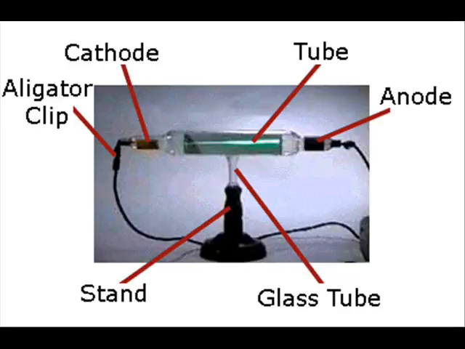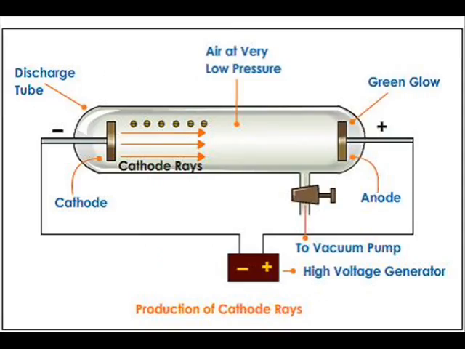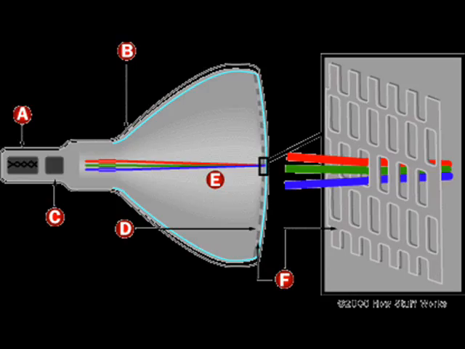Thomson observed the glowing beam that came out of the cathode. The beam struck the anode and glass walls of the tube. Therefore, he called those rays cathode rays. Thomson used a cathode ray tube, and cathode ray tubes have become an important part of everyday life. They are used in television sets and computer monitors.